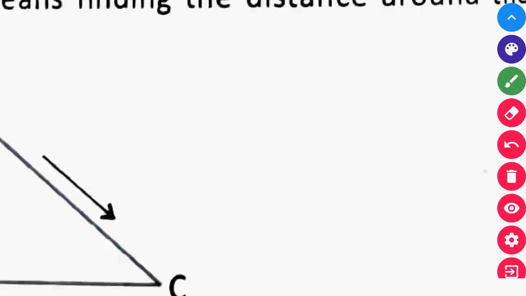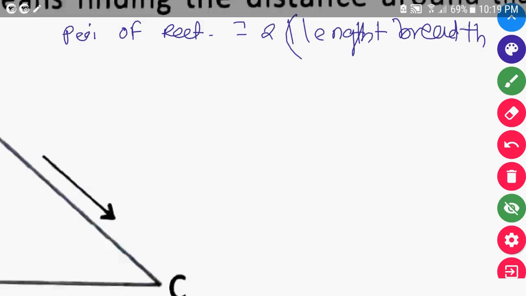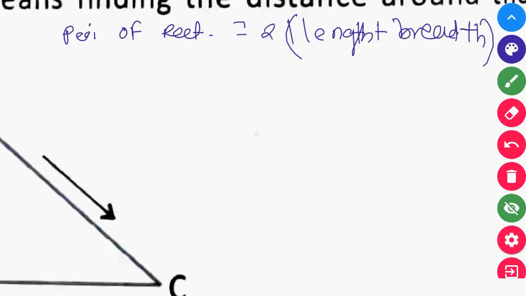So what we learn here is the formula for the perimeter of the rectangle. Perimeter of the rectangle is equal to 2 into the length of the rectangle plus the breadth or width of the rectangle, multiplied by 2.